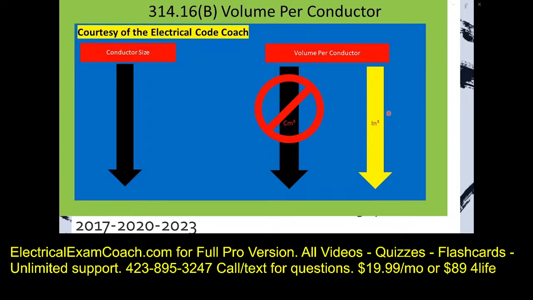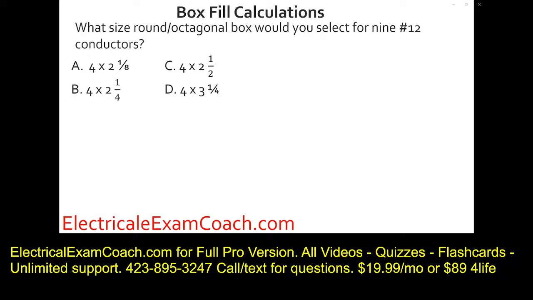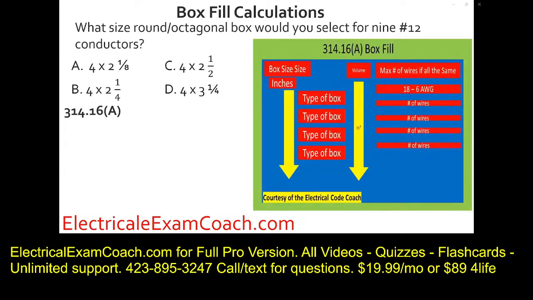Now, let's do some practice questions and get to it. What size round octagonal box would you select for 9 number 12 conductors? For this one, we're going to be using table 314.16(A). We're going to start here and we're going to find our gauge of wire. Then we're going to come down and we're going to find a box, making sure to cross over and double check that we don't cross over into a different style box. We want to stay in the round octagonal.